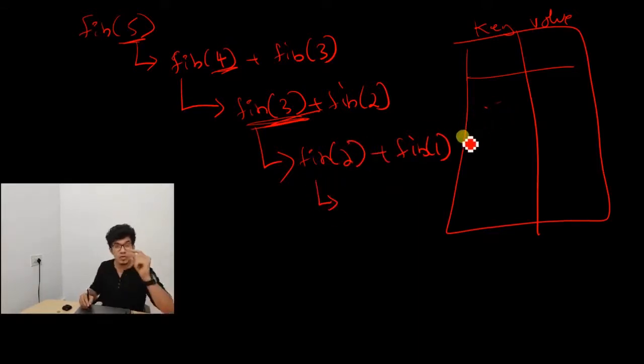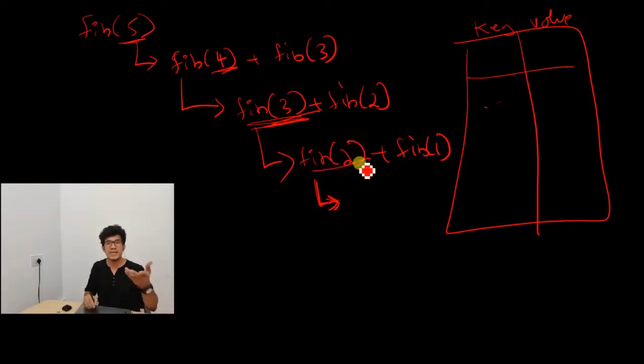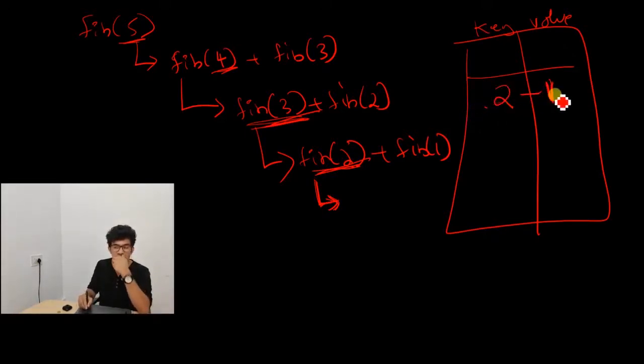I don't have to store 1 and 2 separately, because fib of 2 is a base condition, it will return 1. Whenever it returns 1, I have to store it in the map. I got the answer for fib of 2. The answer is 1. So it got to know the answer for fib of 2, and this method is over.